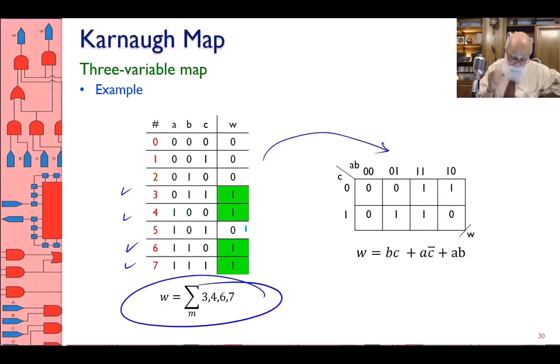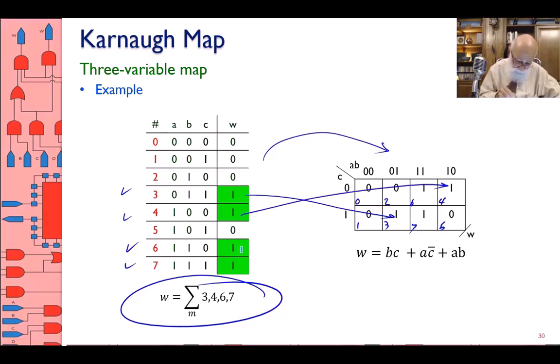Let's do the numbering. 0, 1, 2, 3, 4, 5, 6, 7. 3 is 1, so put a 1 here. 4 is 1, so put a 1 here. 6 is 1, so put a 1 here. 7 is 1, oops, went a little too far. 7 is 1, so put a 1 here. Okay? So it's easy to go from truth table to Karnaugh map, and I did.